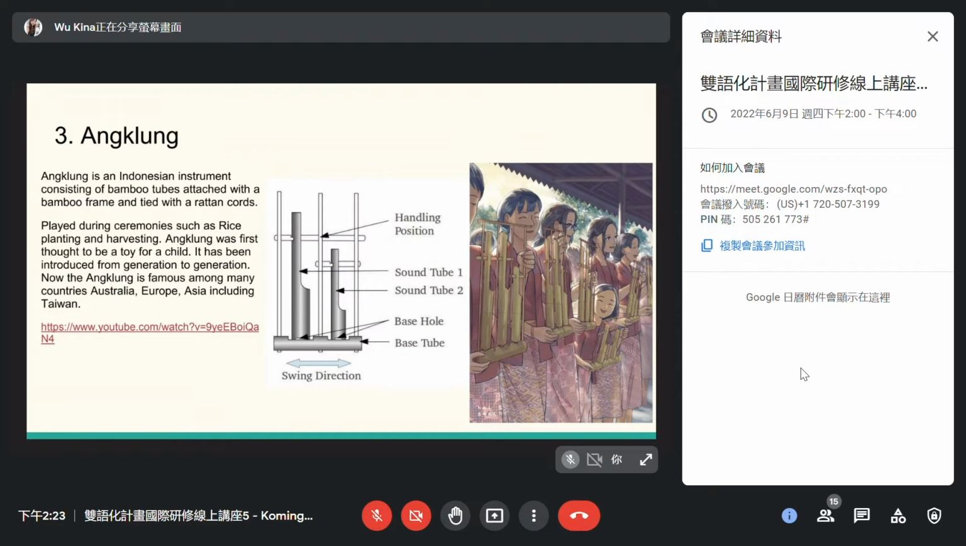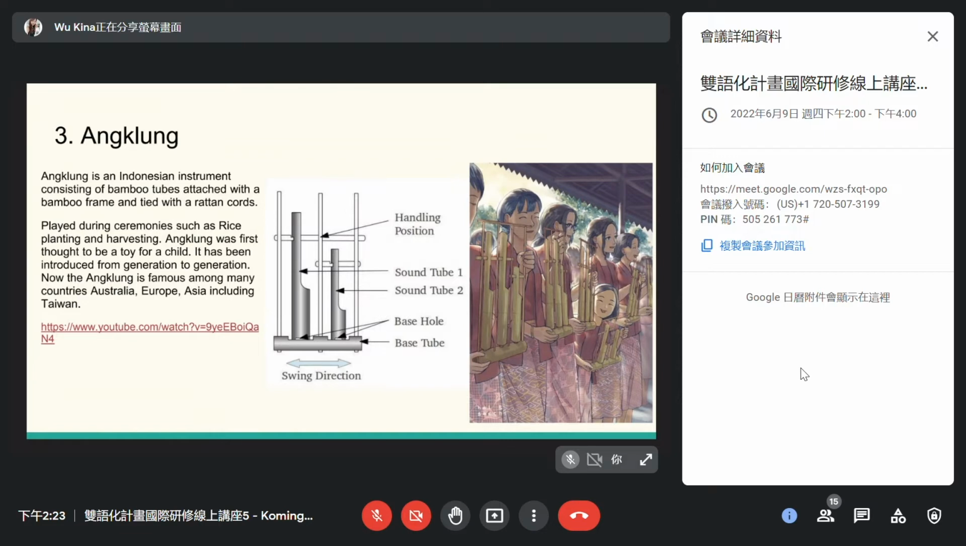They usually also play the angklung during ceremonies, such as rice planting, to scare away the birds when the rice is ready to harvest. So they have this ceremony, because the sound is very high pitched and scares the birds.